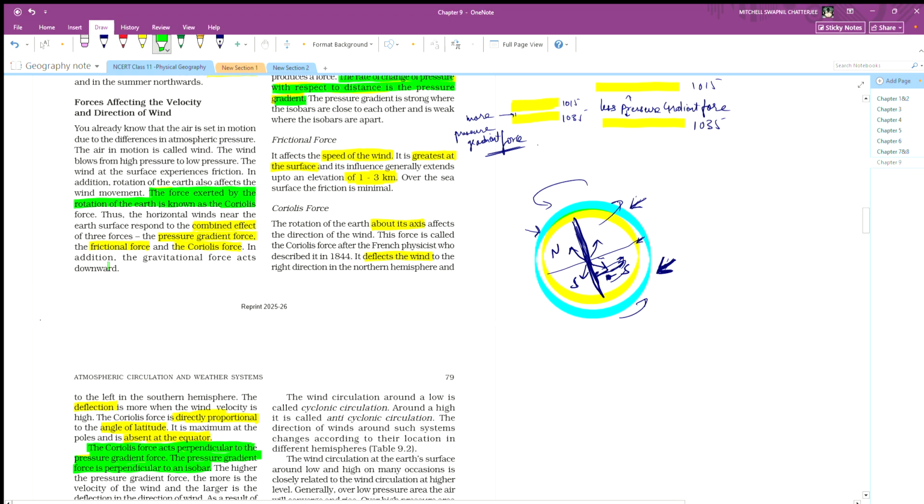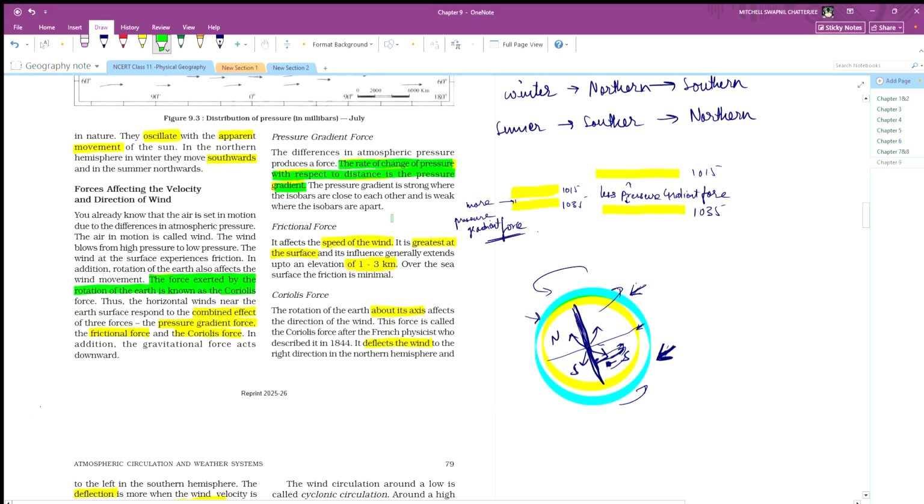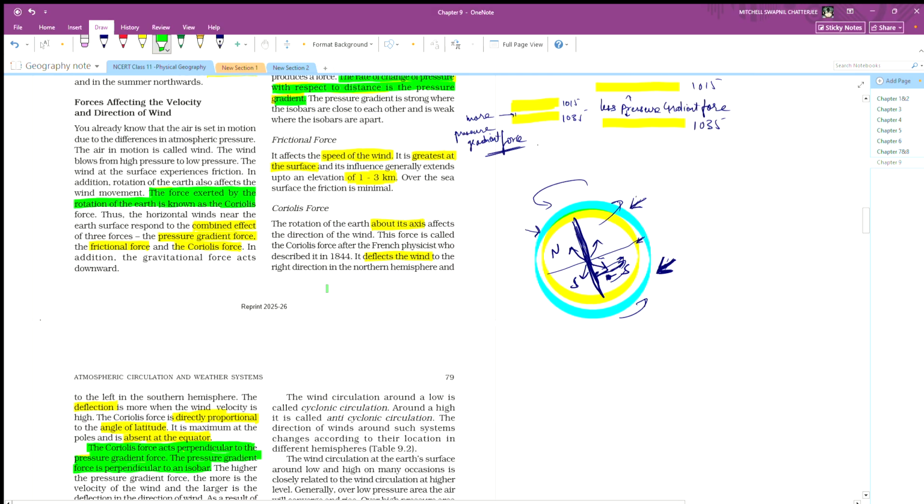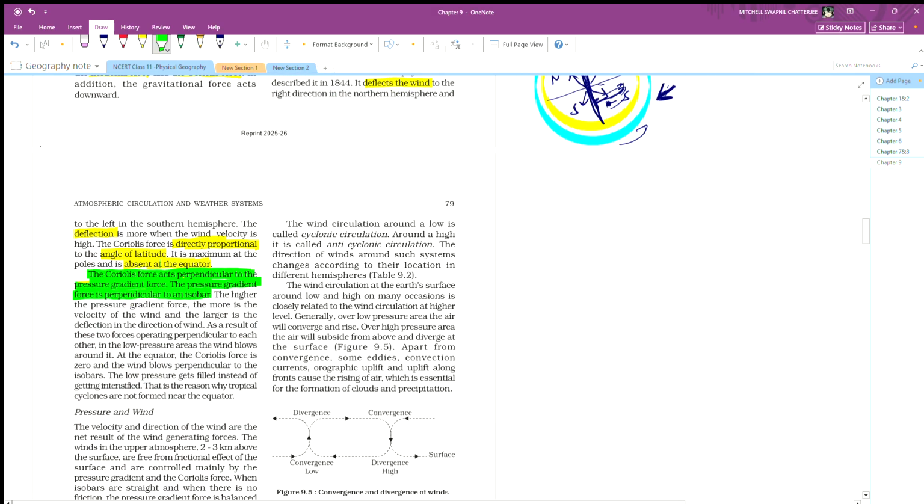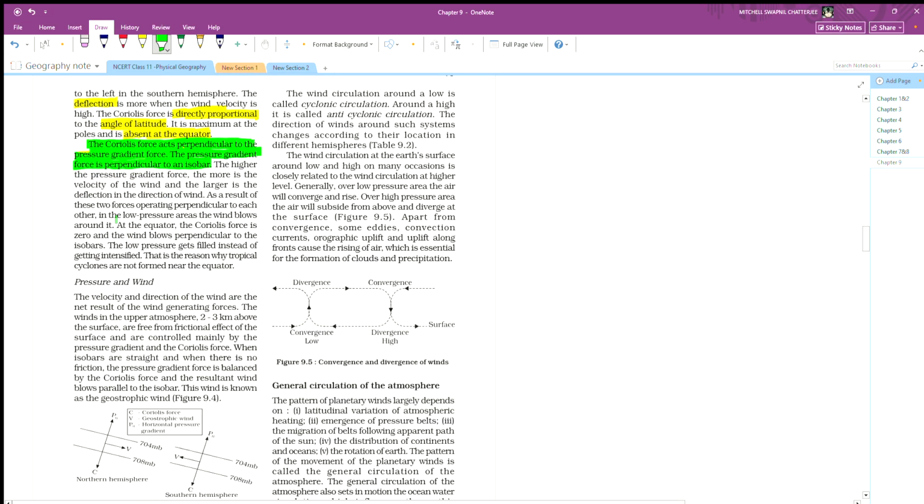Okay, yes, this is the caption. At the equator, the Coriolis force is zero, and the wind blows perpendicular to the isobar. In the low pressure areas, the low pressure gets filled instead of getting intensified. That is the reason why tropical cyclones are not formed near the equator.